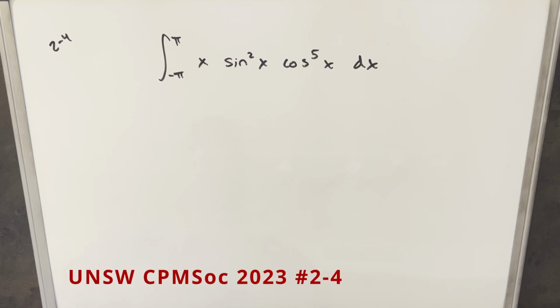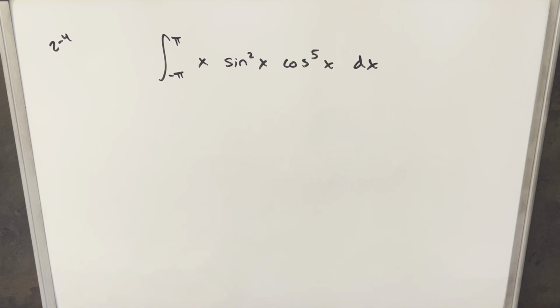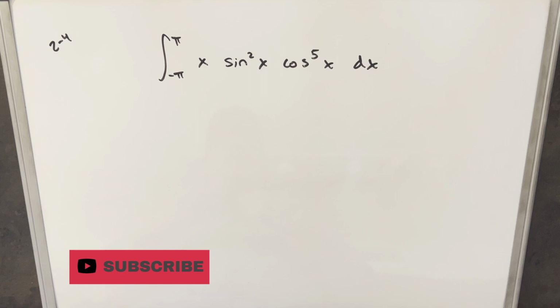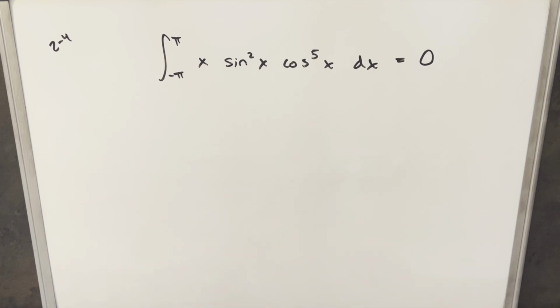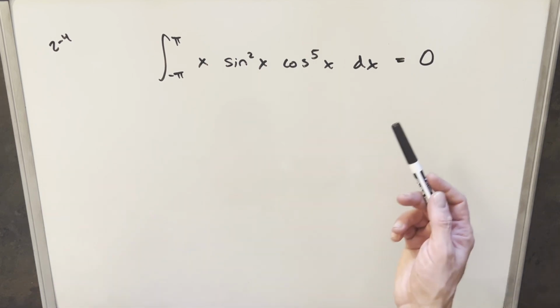Okay, we have here today another integral from the UNSW CPMS Integration Bee 2023 Round 2 Problem 4. We have the integral from minus pi to pi of x sine squared x cosine to the fifth x dx. Now this is actually another one of those 1 second integrals where the shortest method is going to be just put down the answer, and in this case the solution is just 0. But how do we do it in 1 second?